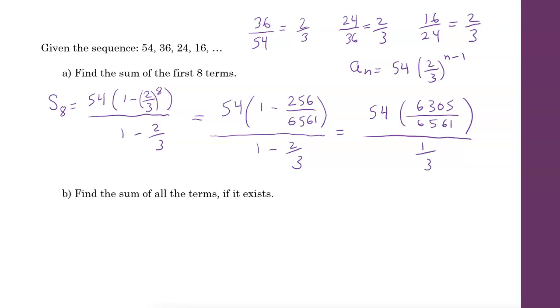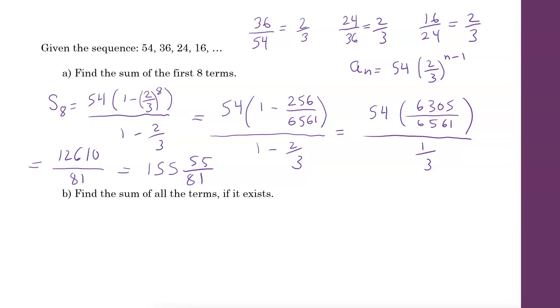Now, if I, again, combine what I have on the top and multiply by the reciprocal of the denominator, I am going to end up with 12,610 over 81. Or if I write it as a mixed number, that's 155 and 55 over 81. Okay, so if I wrote all the 8 terms and kept writing the next 4 and added them all together, that's the answer I would get.